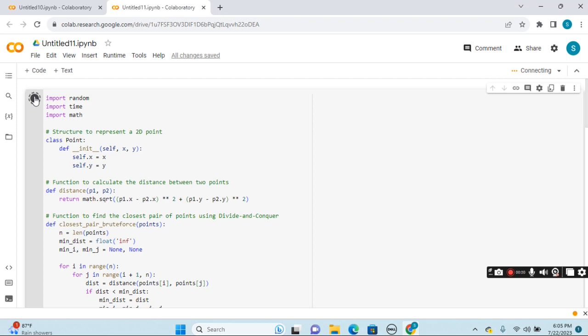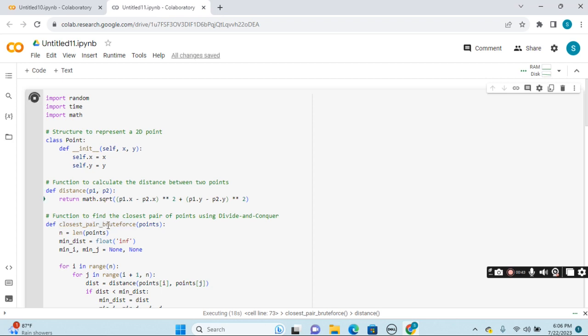Point class. This code defines a class Point to represent 2D points. Each point has x and y attributes to store its coordinates. Function to calculate the distance between 2 points. This function calculates the Euclidean distance between 2 point objects. It uses the formula for the distance between 2 points in 2D space.